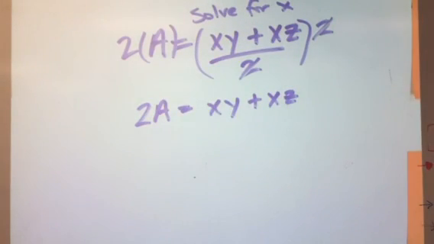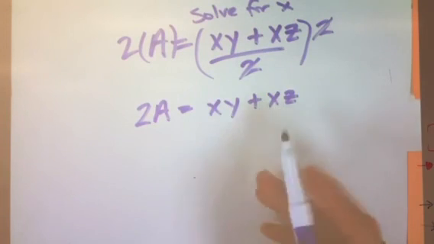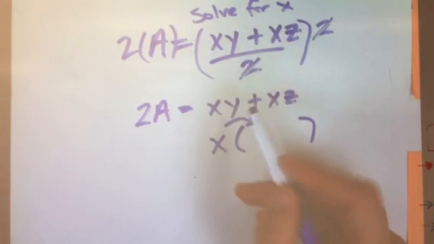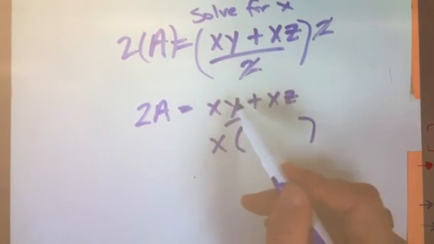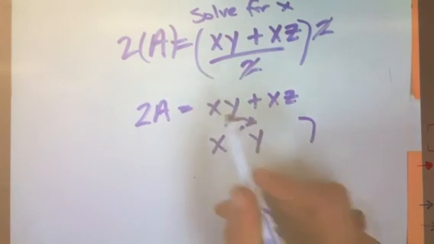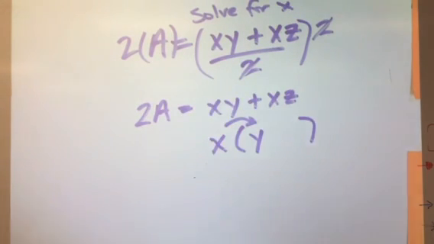Since both of the terms have the variable x, and I'm trying to solve for the variable x, I need to factor out, which is basically the reverse of the distributive property. So I'm going to factor out the x. X times what is xy? If I divide this by x, I'm left with y. X times y is xy.